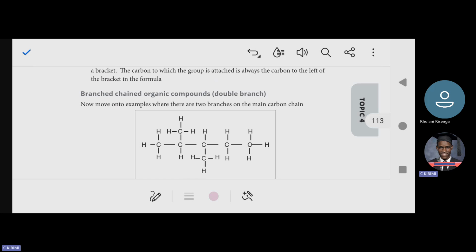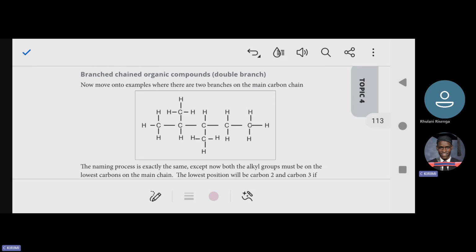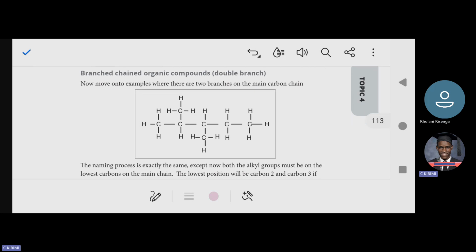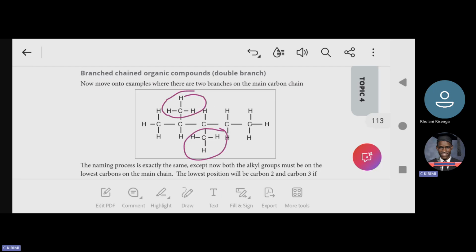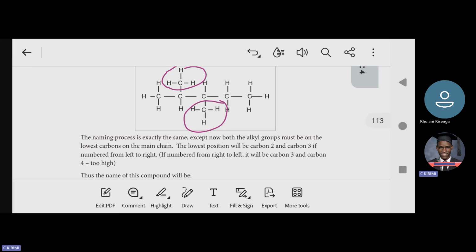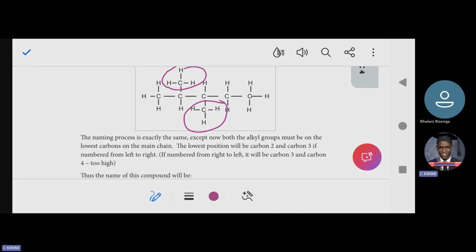It's fine. Then the branched chain organic compounds, the double branch. So here it is a double branch, which means we have two branches. This is the first branch that we are having. This is the second branch that we are having. So we now move on to examples where there are two branches on the main carbon chain. So naming is exactly the same, except now both alkyl groups must be on the lowest carbons on the main chain. The lowest position will be carbon number 2 and 3 if numbered from left to right.